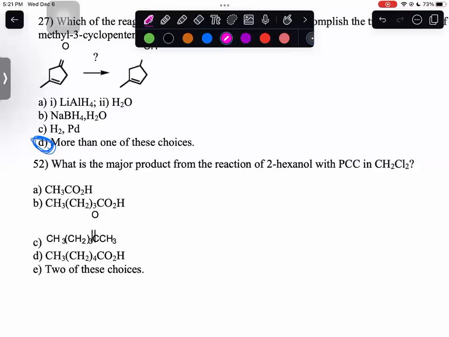So yeah, do not mix up your PCs. We have PCC, which is an oxidizing agent. PCl3, PCl5, they're protecting groups. They're not the same thing.